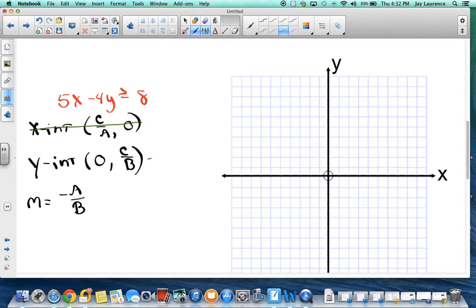I'm going to go over here, and I'm going to get my y-intercept. It's going to be 0. And remember, this is a, this is b, and this is c, so I'm going to do 8 divided by -4. Well, that's going to be -2. So my y-intercept is at (0, -2). Okay, now my slope. A is 5, but I need the negative of a, so I'm going to use -5.